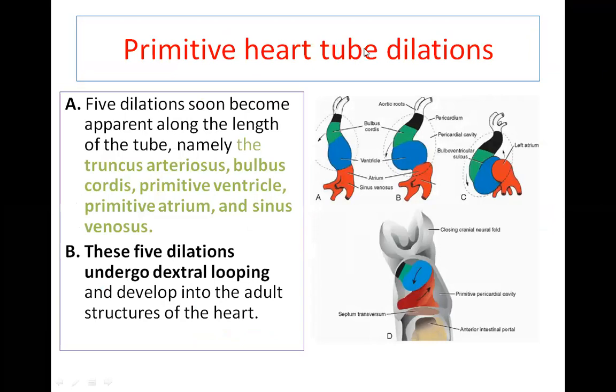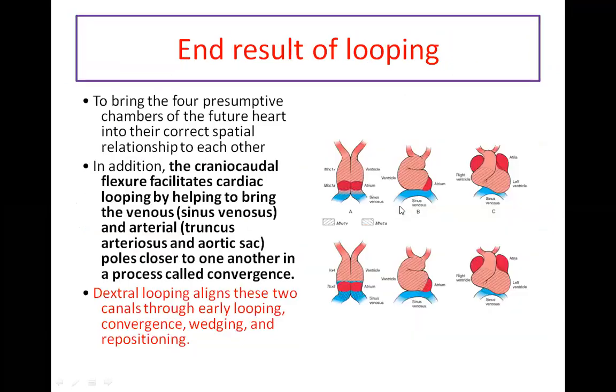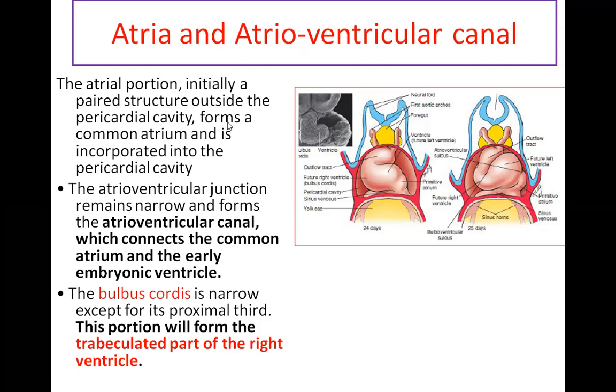Over here in this diagram you can see these are the 2 paired structures. This one is the pericardial cavity. So they are lying outside this pericardial cavity. Okay, so after the fusion they will form a common atrium, and it is incorporated into this pericardial cavity.